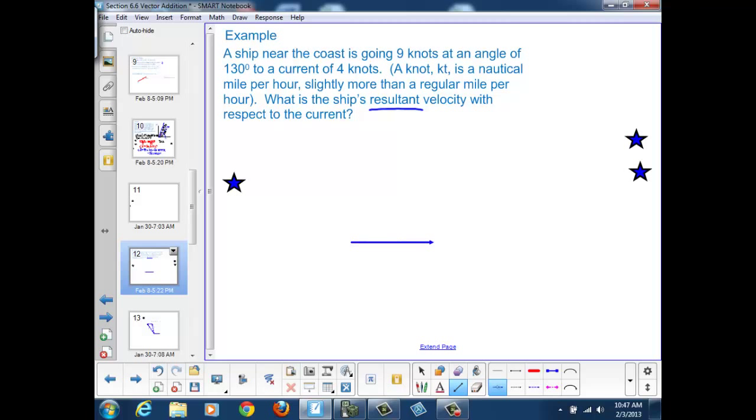So we start with this current of 4 knots, and we can pick that direction of the current to be whatever we want. So let's just pick a nice horizontal 4-knot current. And there it is. Now, we have this ship going 9 knots at an angle of 130 degrees to the current. So here's our 4-knot current and our 9-knot vector. Now what we're interested in is the ship's resultant velocity. We've got these two types of motion being combined. But what we've got here is actually two vectors that are connected tail to tail. So we're not really adding these two vectors. We want to be able to add these two vectors.